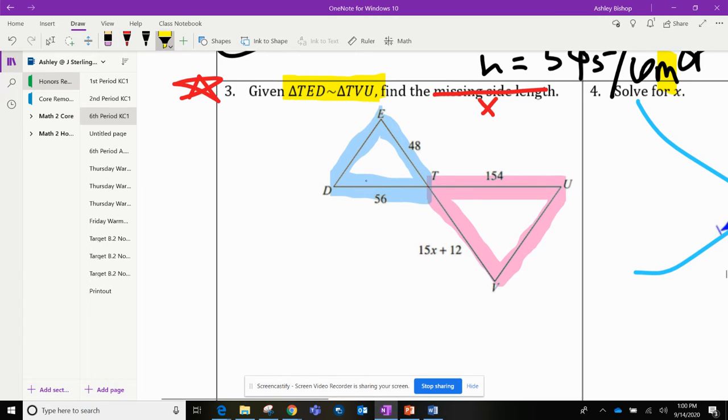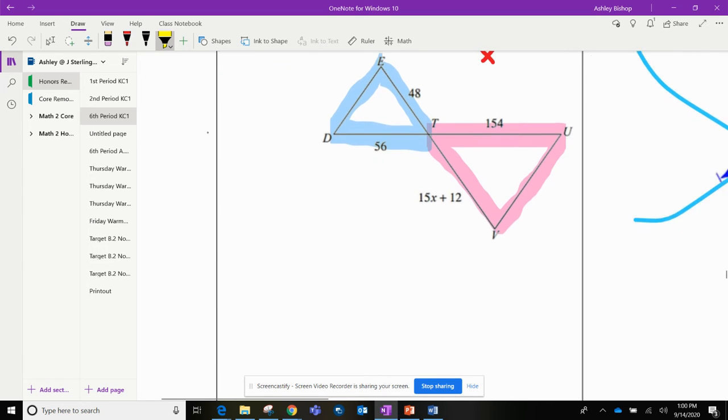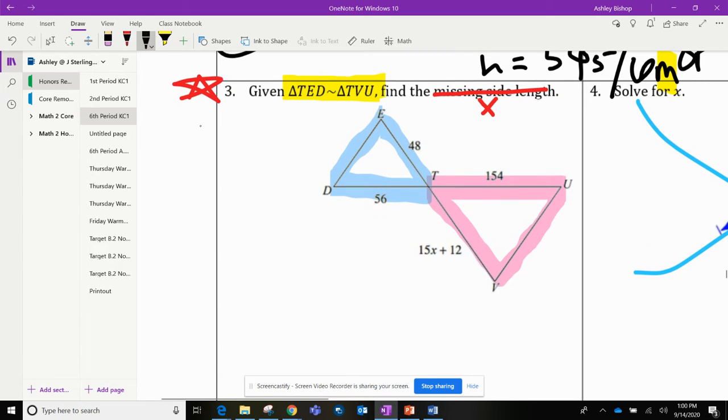So I see that I have 2 numbers in corresponding with my blue triangle. So I'm just going to pick one. I'm going to pick one of these numbers that I'm given. So I'm given 48, so I'm going to go with 48. And then I'm going to go and see what 48 is the length of. Well, 48 is the length of E to T, or T to E. So then I'm going to go to my similarity statement and see where I can find TE or ET.